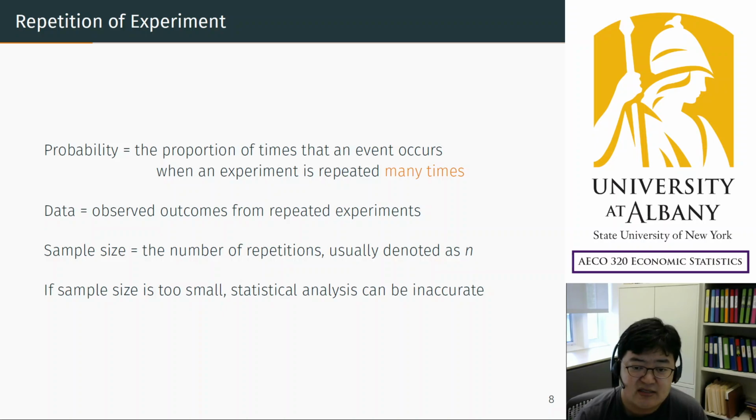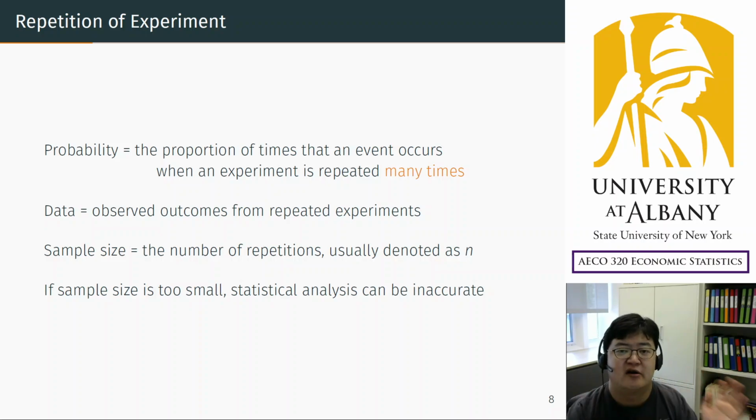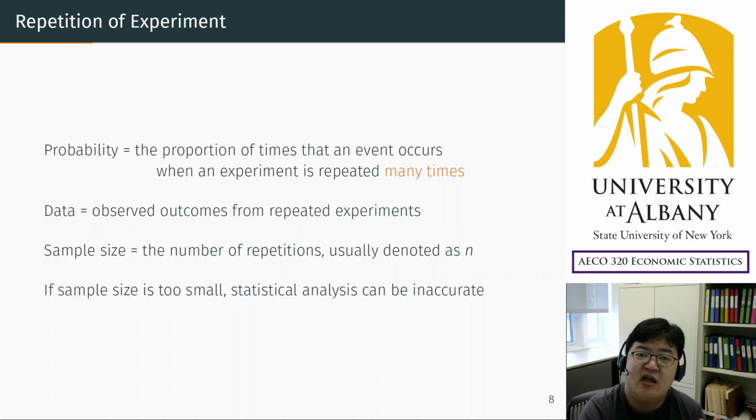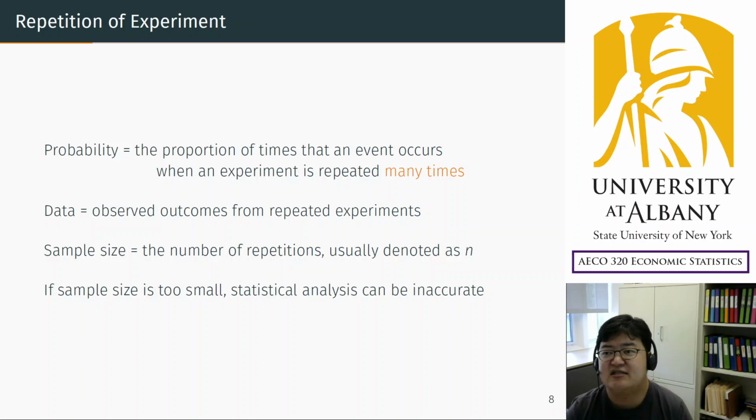And the sample size is actually the single most important thing that determines the accuracy of your statistical analysis. If the sample size is too small, then there is no statistical method that can make an accurate result. So having enough sample size, having a large sample size is the most important thing in statistical analysis.